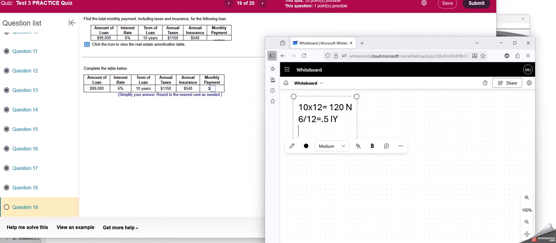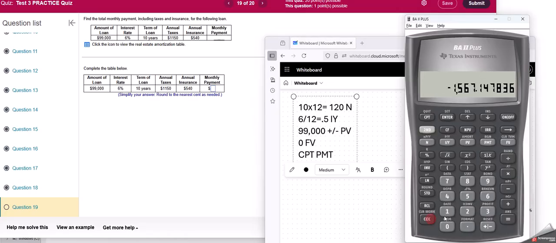The loan amount is $99,000. Hit the plus or minus button to make it negative. That's your PV. No future value on a loan. And then we will compute the payment. So we'll come over to our calculator. 120 is our N. 0.5 is the IY. 99,000, hit the plus or minus button to make it negative, is the PV. No future value on a loan, and then compute the payment. So $1,099.10.